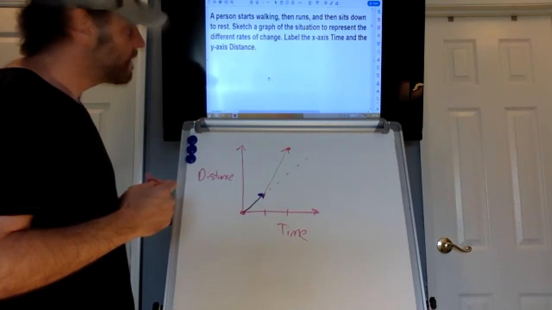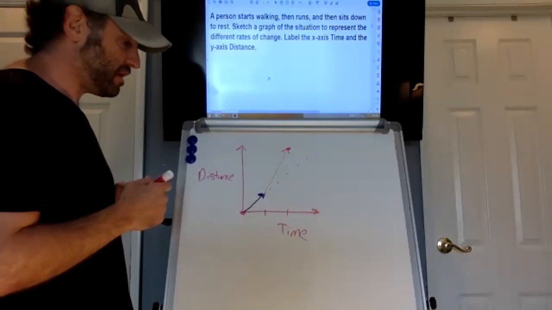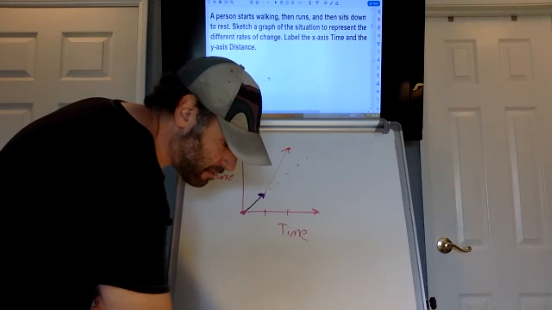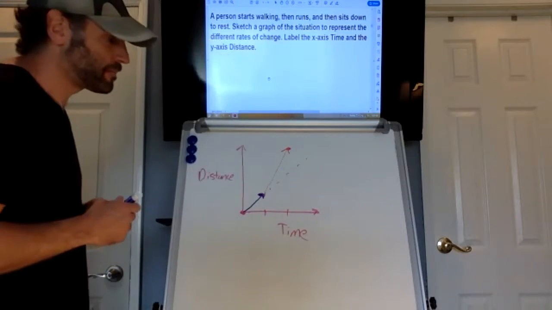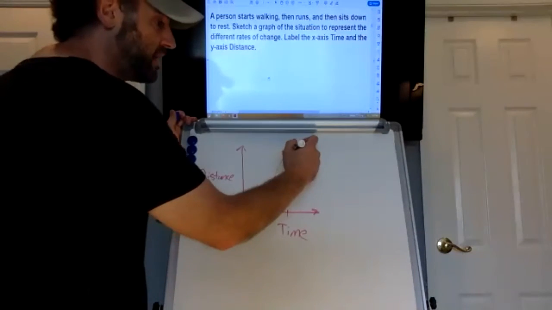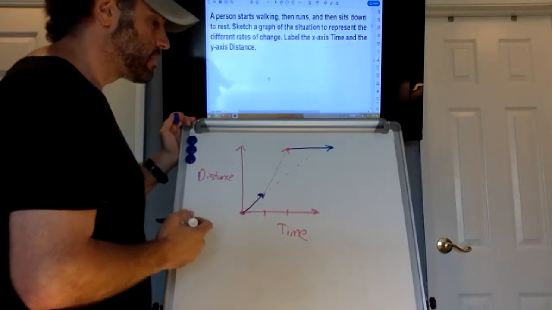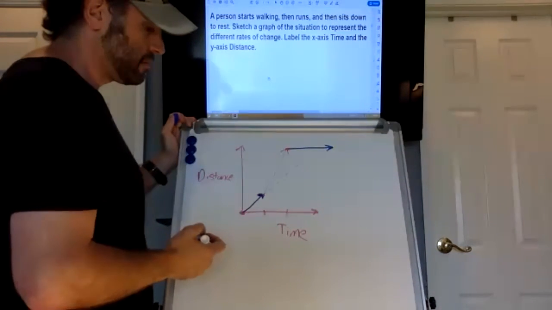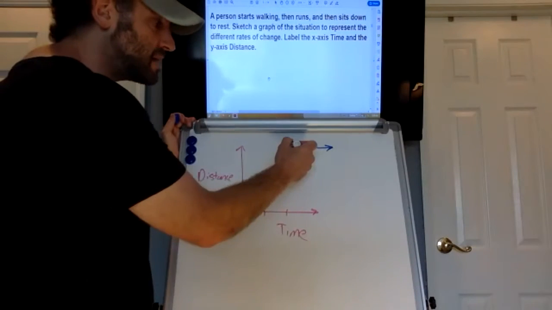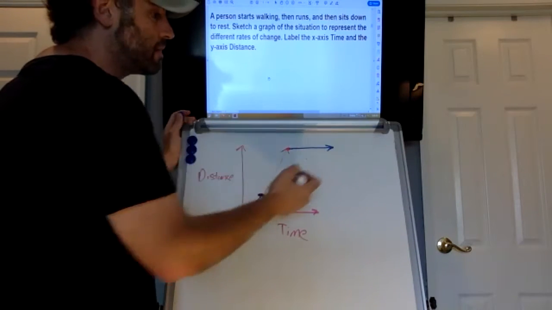Okay? And then the person sits down to rest, stops moving. What is going to happen now? The distance is going to stay, but you're just going to draw a flat line. Exactly. Because they're not moving over time. The distance and the time, neither of them decreases. But time doesn't stop, does it? No. So you must keep moving to the side in time, but you're not changing your distance.